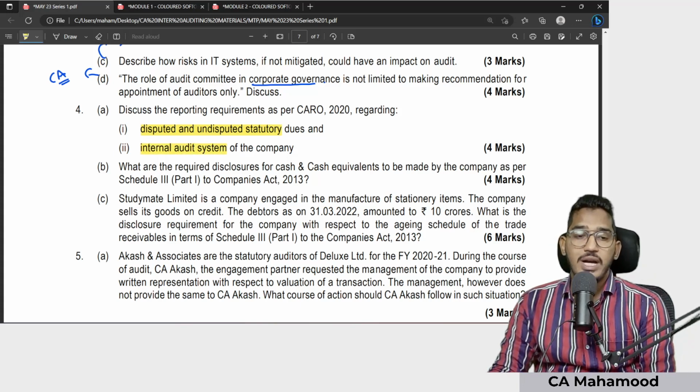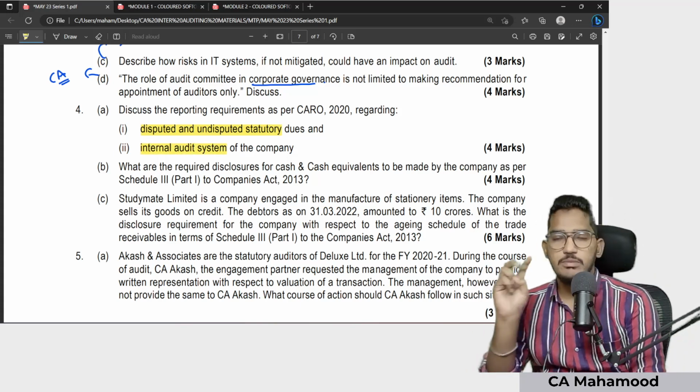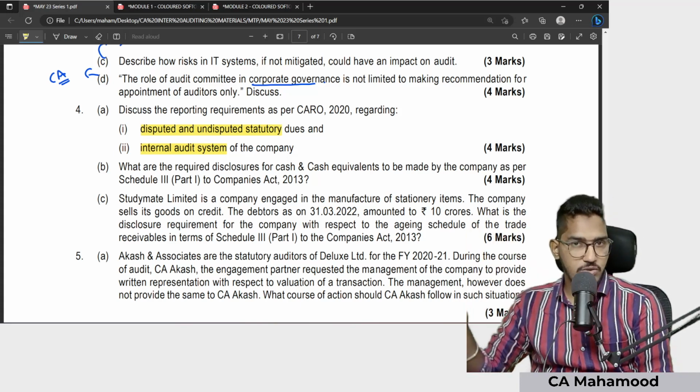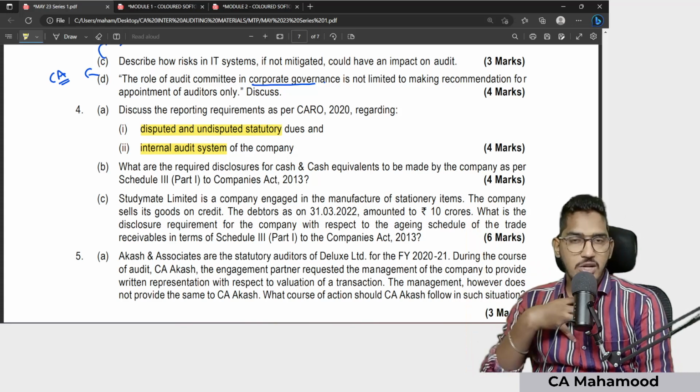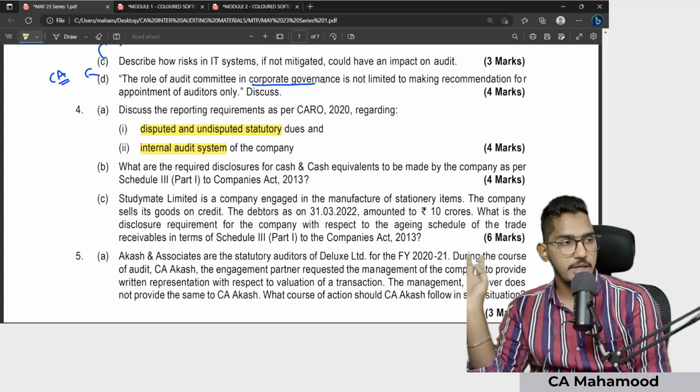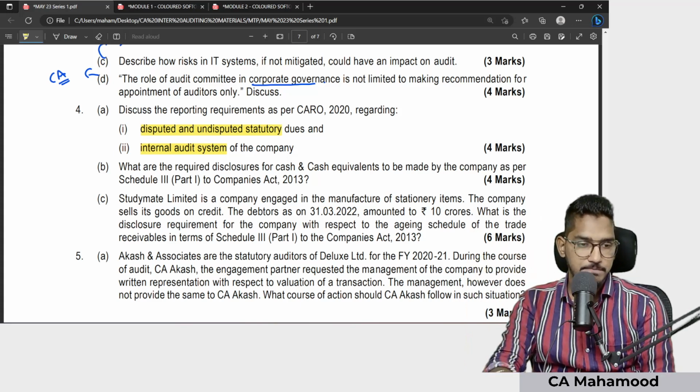Similarly, they are even asking you to write the reporting requirements regarding internal audit system. Only 2 points: whether the client is having an internal audit system commensurate with the size of the company. Second point, as an external auditor, did you go through the internal audit reports while forming the opinion on the financial statements? These 2 points you are required to comment.